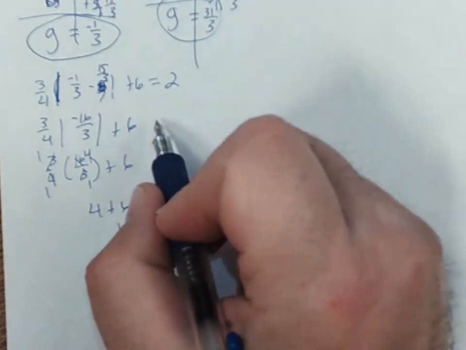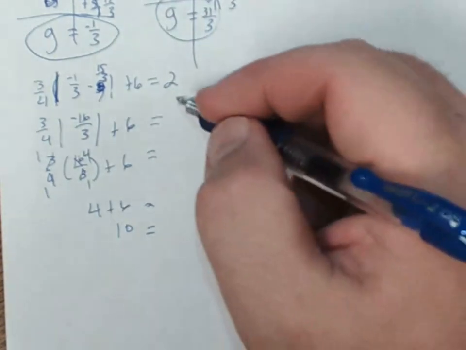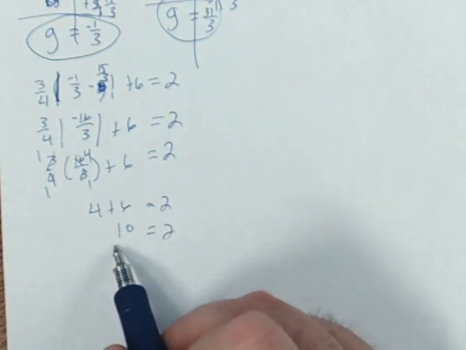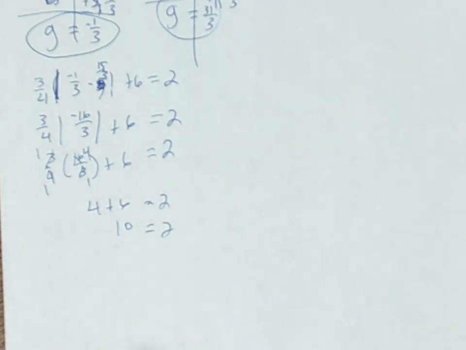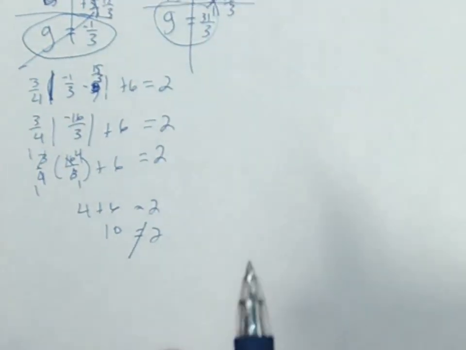4 plus 6 is 10. So on the left side, I have 10. On the right side, I have 2, which I will just copy. And that leaves me with the statement 10 equals 2. Is that true? Absolutely not. Which means this is an extraneous solution. Let's try it with the other one.